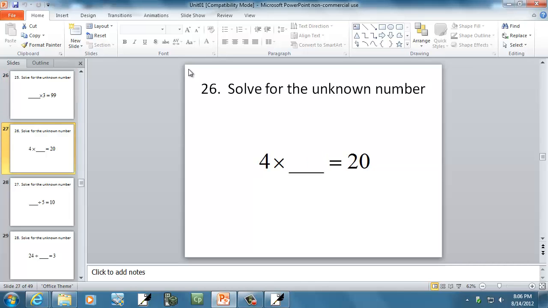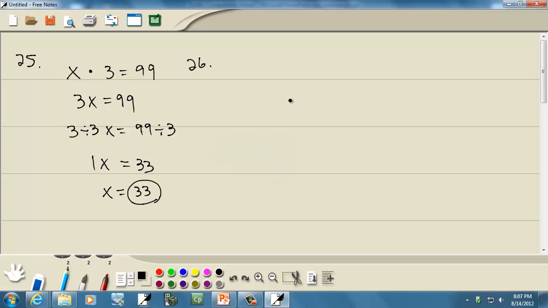Let's look at this one. We got 4 times blank equals 20. Again, 4 times X. Having a number right next to an X indicates multiplication, so that's saying the same thing. Equals 20. And again, we put an X in for the blank. Well, this is like the last problem we just did. First step, get rid of fractions, don't have any. Second step, get everything with an X on one side, numbers on the other. Everything with an X is on the left side, numbers on the right. Step 3, divide both sides by the number in front of your X. So we're going to divide both sides by 4.